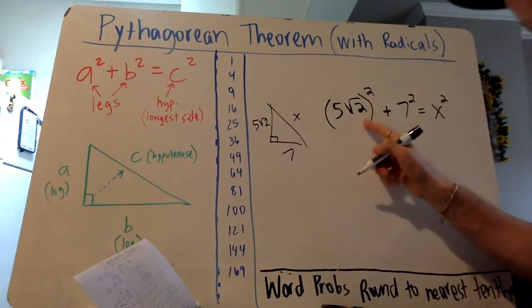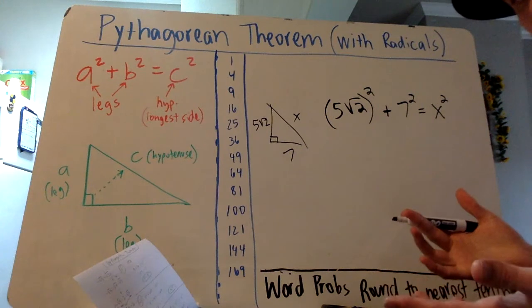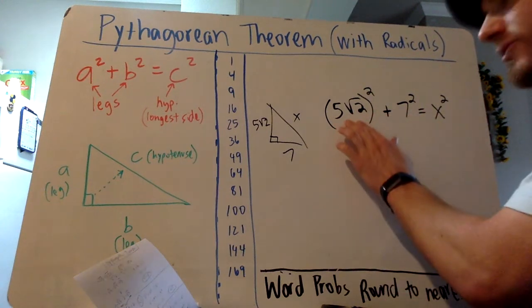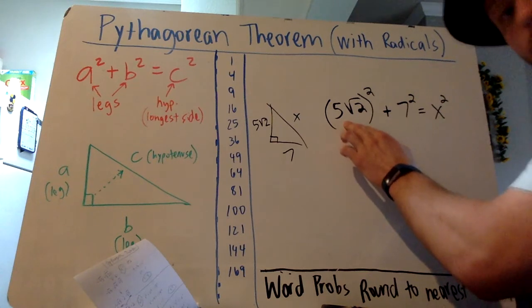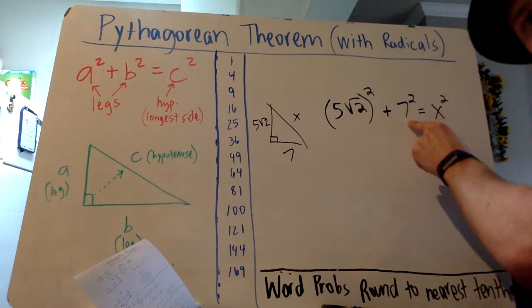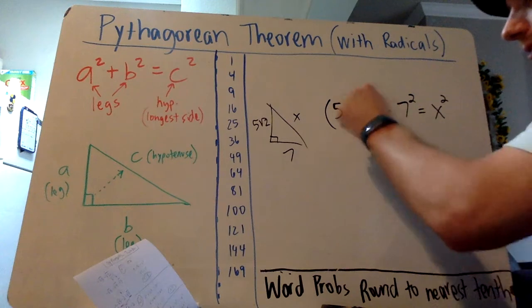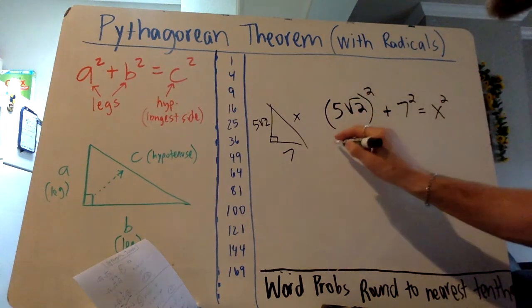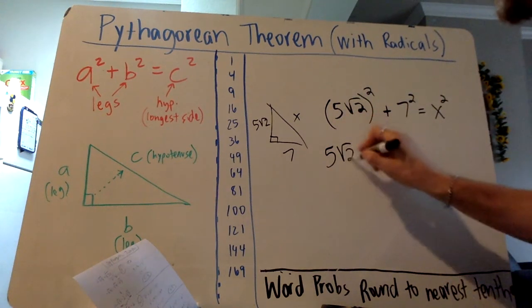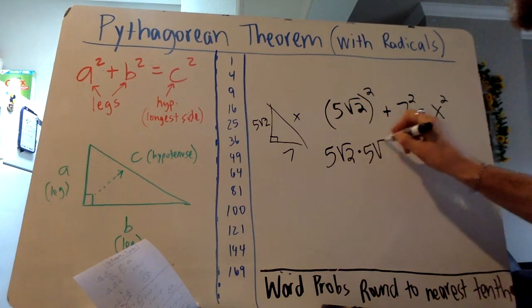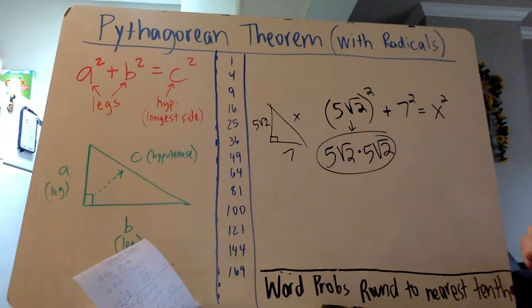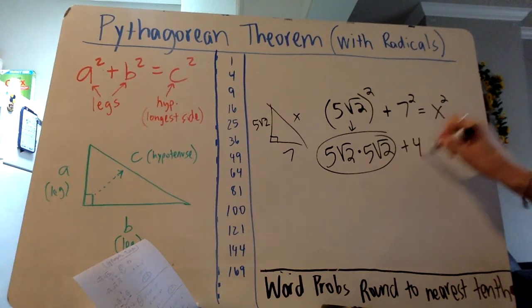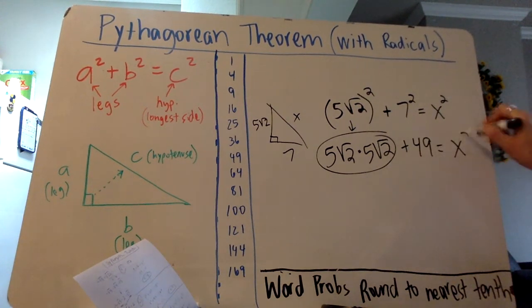So now this is where you can't use a calculator, right? But we can still do this. 5 square root of 2 squared is just taking 5 square root of 2 times 5 square root of 2, just like doing 7 squared is 7 times 7. So you're multiplying 5 square root of 2 by itself. So this turns into 5 square root of 2 times 5 square root of 2 as its own separate problem, and then plus 49 equals x squared, right?